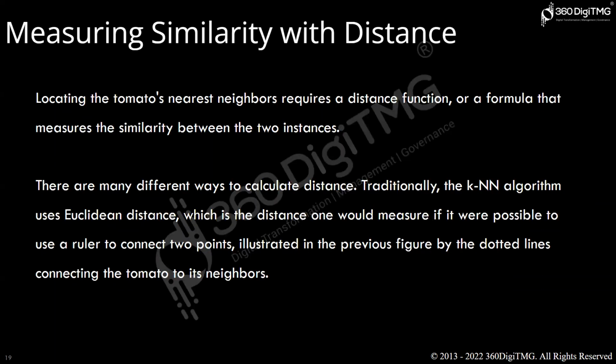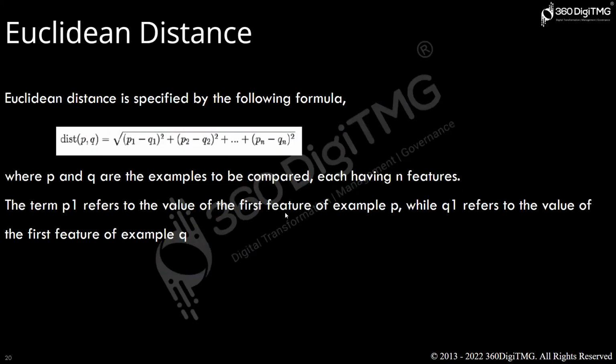Okay. So I have explained what is meant by Euclidean distance. Euclidean distance is specified with the following formula. Distance of p, q is equal to the square root of (p1 minus q1) squared plus (p2 minus q2) squared, and so on. So what are p and q? p and q are the examples to be compared, each having n features. p1 refers to the value of the first feature of p, and q1 refers to the value of the first feature of q. So we are basically going to see what Euclidean distance is, the Euclidean distance formula.